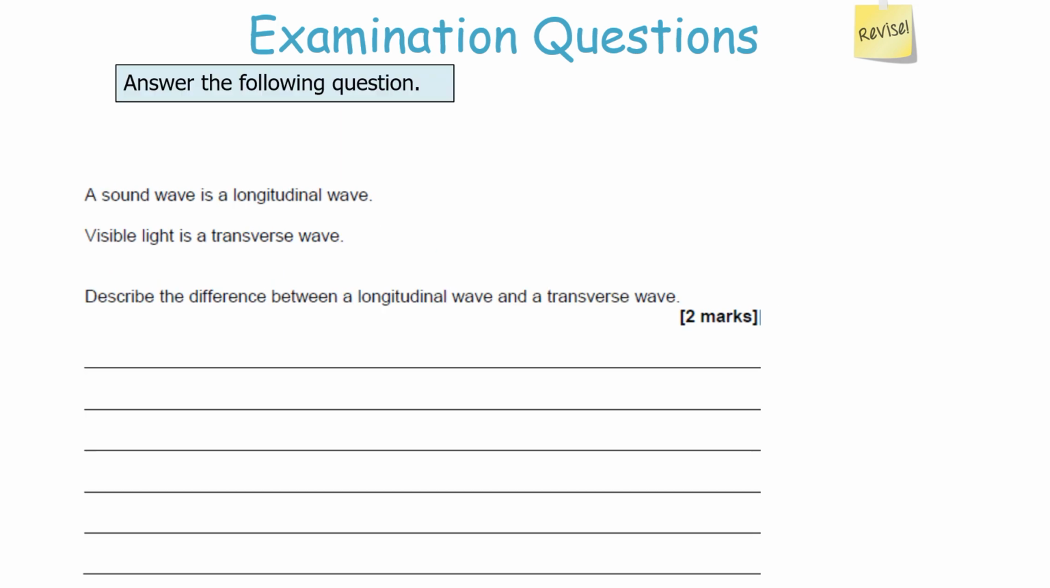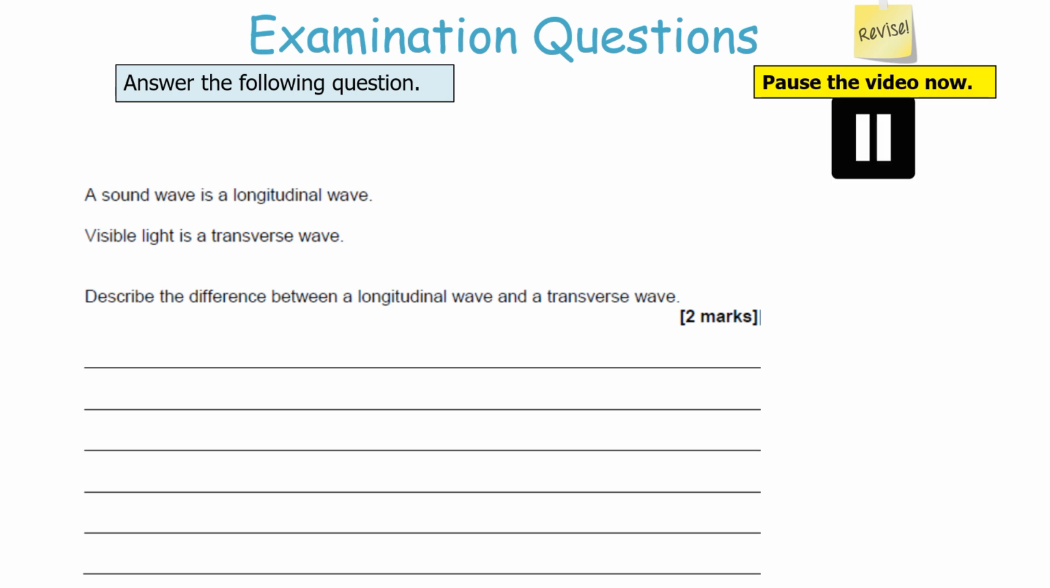The next question says, a sound wave is a longitudinal wave. The visible light is a transverse wave. Describe the difference between a longitudinal wave and a transverse wave. So pause the video now, then unpause the video and you'll want to go through your answer.